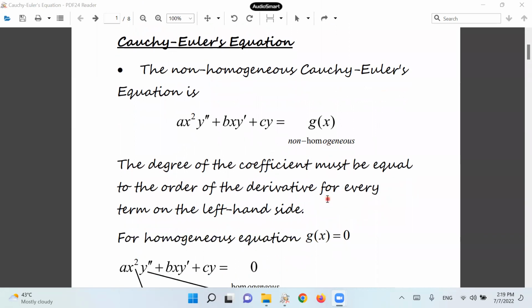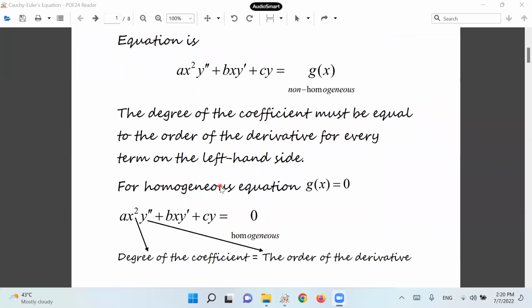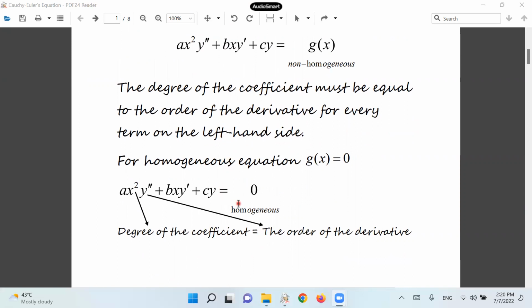And other than this, what is a Cauchy Euler equation? It is an equation in which the degree of the coefficient must equal the order of the derivative in every term on the left hand side. So this is the degree and this is the derivative, and they must be the same. Here the degree is 2 and the derivative is also 2, and here the degree is 1 and the derivative is also 1, so that's why it is called a Cauchy Euler differential equation.